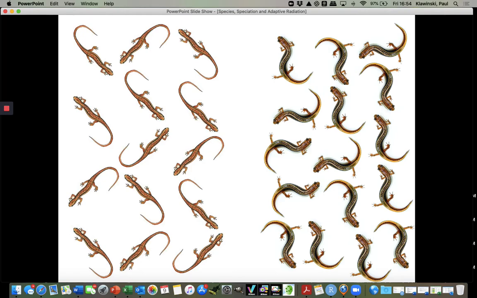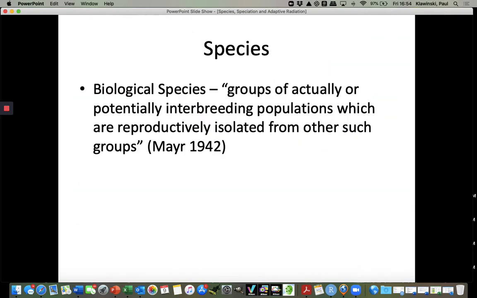Oftentimes, the textbook definition for a species is the following: a group of actually or potentially interbreeding populations which are reproductively isolated from other such groups. This is Mayr's 1942 biological species concept, and it's invoked a lot because it makes intuitive sense. If two organisms are capable of breeding, they must be in the same species. If two organisms would be capable of interbreeding if they could come into contact with one another, they are the same species, and if they're not capable of breeding, then they wouldn't be.